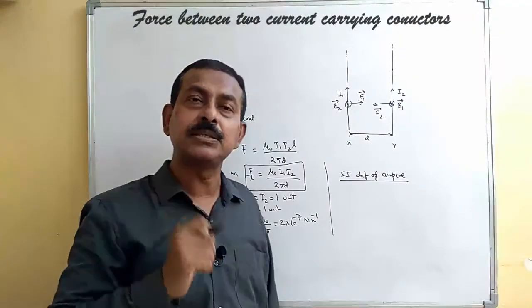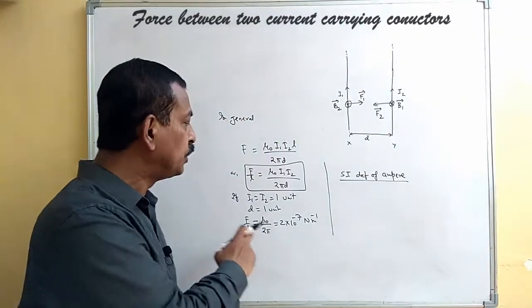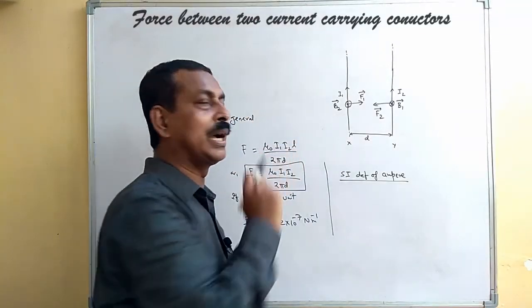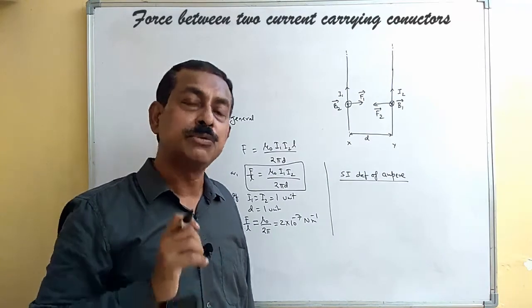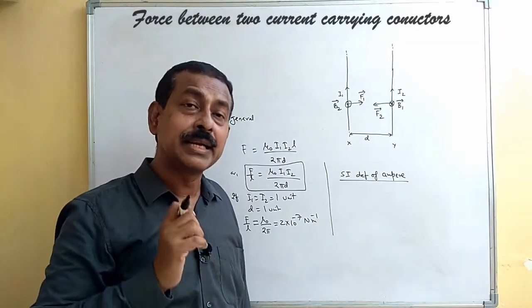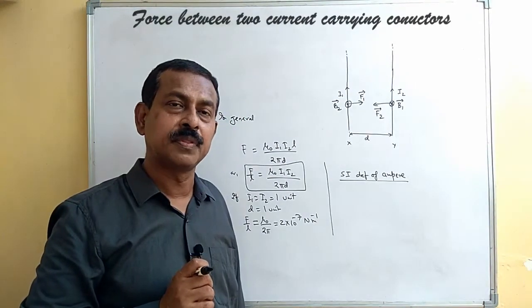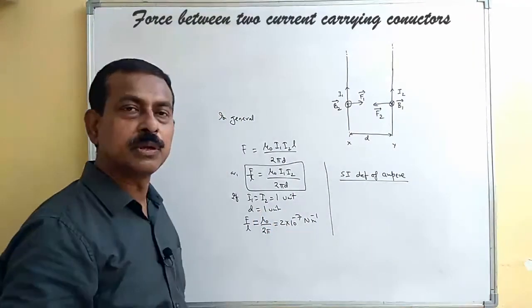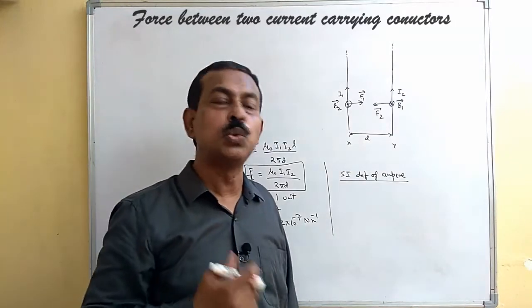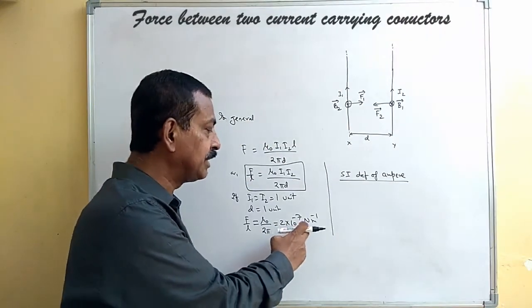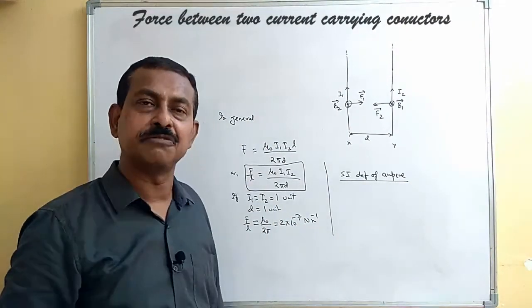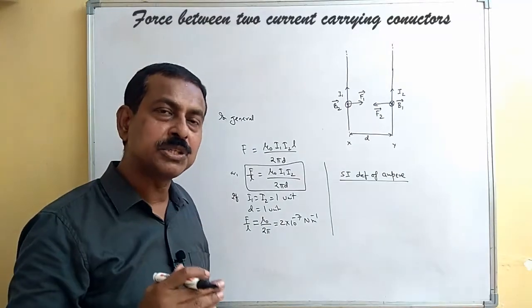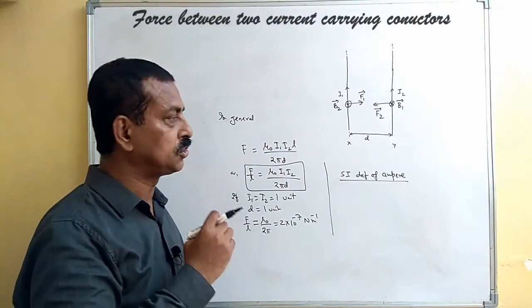It is the constant current which, when passed through two wires of infinite length and negligible area of cross section, placed 1 meter apart in vacuum, will produce a force of 2 × 10^-7 Newton per meter length of it. So from this we get the SI definition of the ampere.